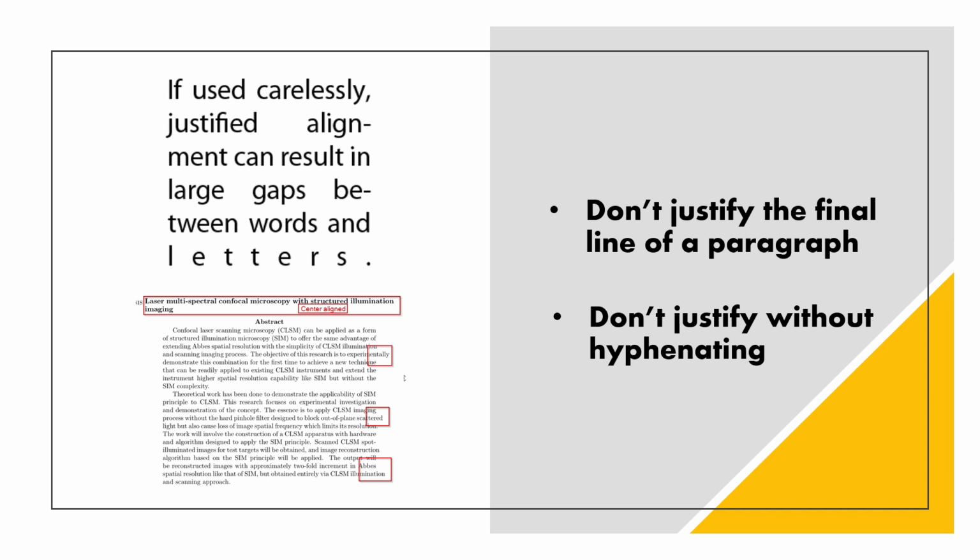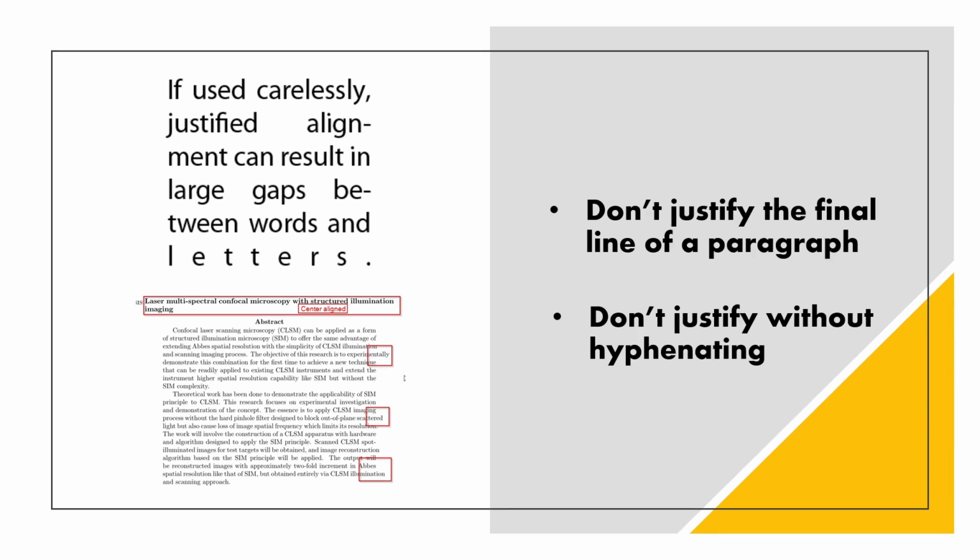Okay, what does that mean? The final line of a justified paragraph should always be aligned left. So if not, you will almost always end up with horrendous gaps between the words.